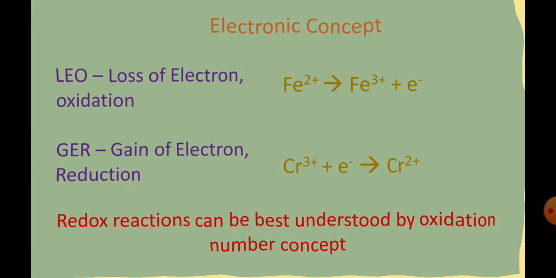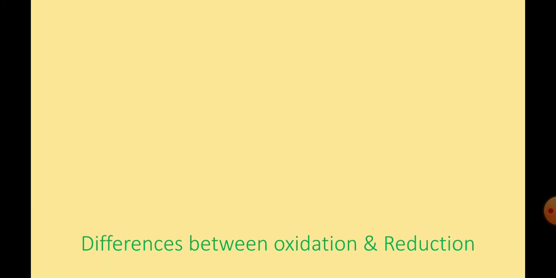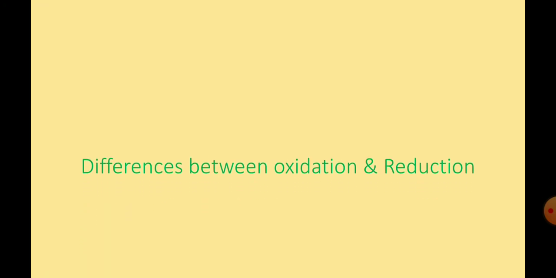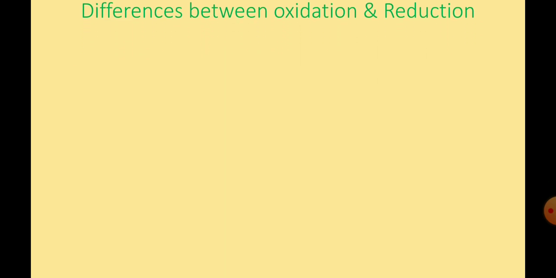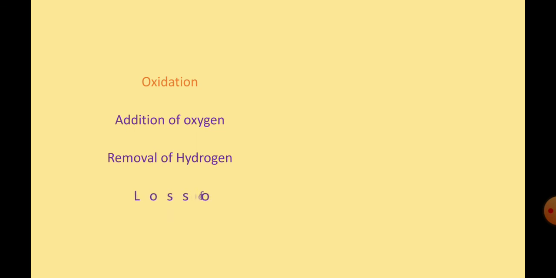Now we are going to list the differences between oxidation and reduction. Whatever we have studied so far, we are going to give in the form of a table. Look here. First, oxidation. Oxidation is addition of oxygen or removal of hydrogen or loss of electron, and during oxidation, the oxidation number of the species increases.